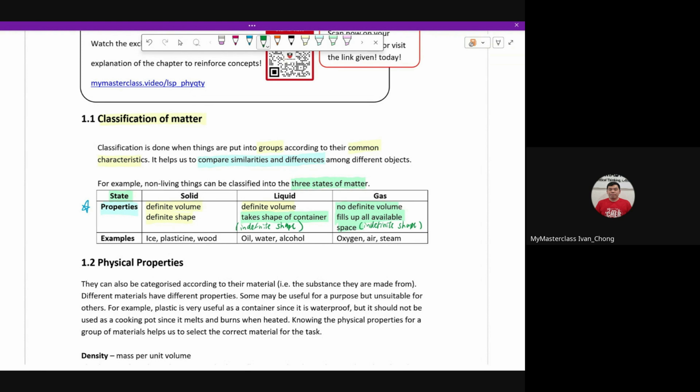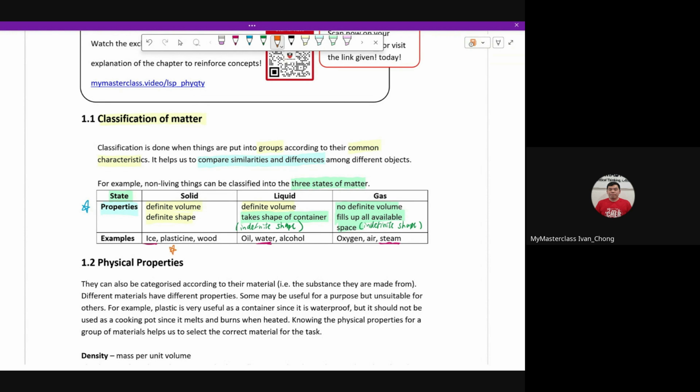The most common example that we can use would be ice, water, and steam. If you think about it, all three of them are actually water, but they're just water in different states: the solid state, the liquid state, and the gaseous state. So based on their properties, we can confirm which material or which object belongs to which category.